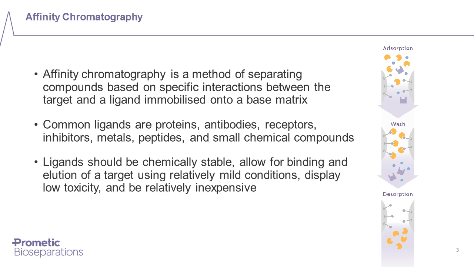As affinity chromatography ligands, they have some particularities that would be very desirable. They need to be chemically stable. Of course, you want to bind and elute your target from them, so that's an important thing. And you want to use mild conditions because typically you are targeting something like a protein that has some kind of biological activity, so you want to preserve that. You want your ligand to display low toxicity in case of leaching, of course, and of course be relatively inexpensive.